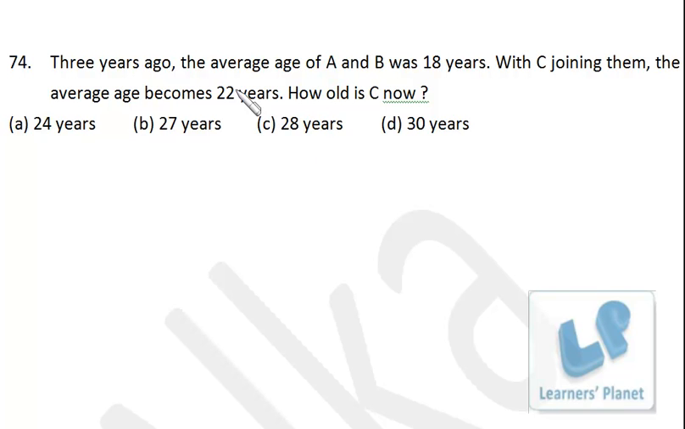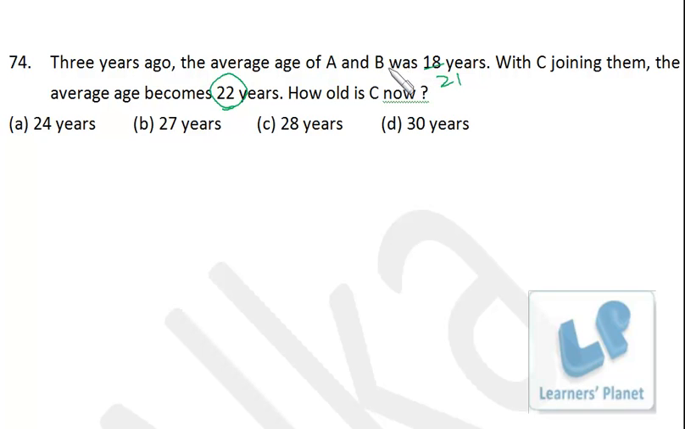Now 3 years ago, the average age of A and B was 18 years. So present average is 21, okay, of 2 persons. With C joining them, the average age becomes 22 years. How old is C? Again, we can go by the deviation method.